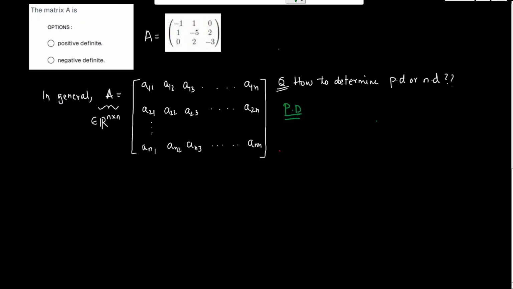So for positive definite, these are the conditions. Condition number one is that A11 should be positive. The second condition is that if you look at the leading determinant, which is this particular matrix, a 2 by 2 matrix, the determinant of that matrix should be positive. So we can say that the determinant of A11, A12, A21, A22 should be positive.